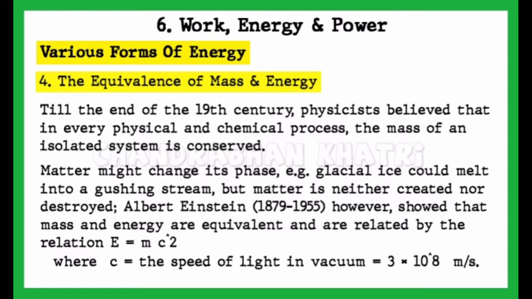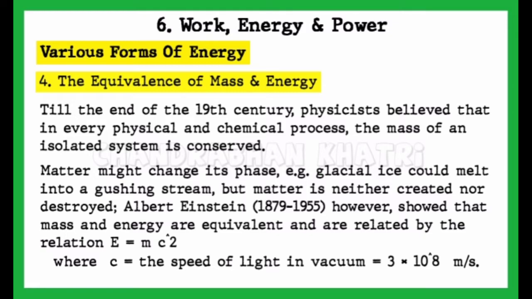Fourth, the equivalence of mass and energy. Till the end of the 19th century, physicists believed that in every physical and chemical process, the mass of an isolated system is conserved. Matter might change its phase, that is, glacial ice could melt into a gushing stream, but matter is neither created nor destroyed. Albert Einstein, 1879 to 1955, however, showed that mass and energy are equivalent and are related by the relation E is equal to m c squared, where c is the speed of light.